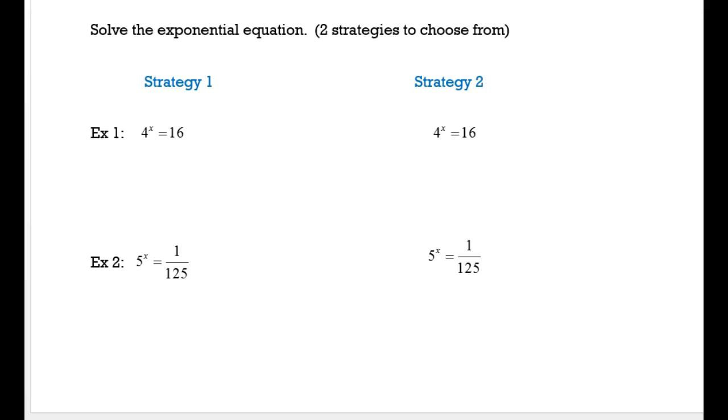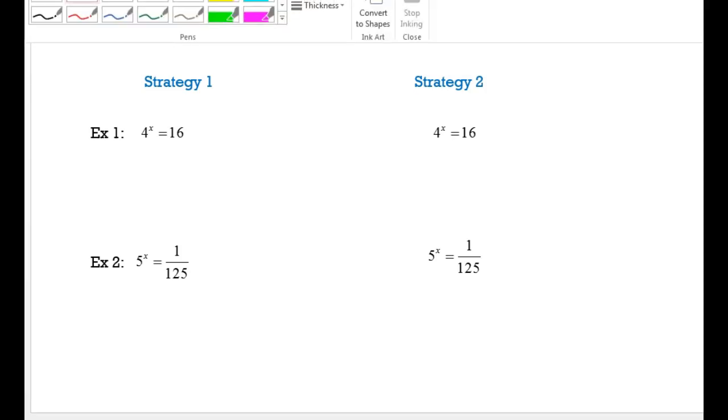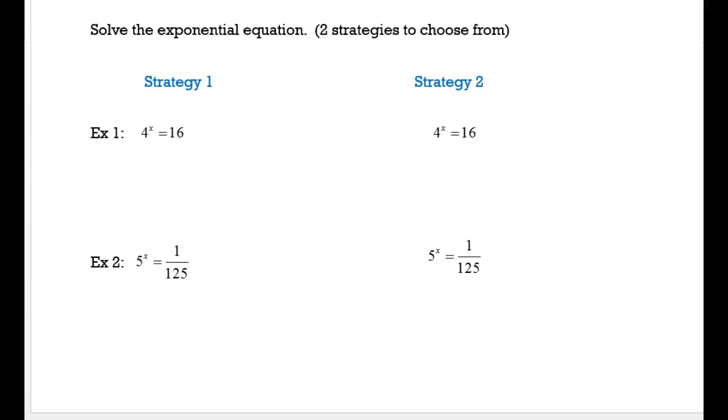We're going to solve the exponential equation. There's two strategies that you can choose from. I'm fine with either way. It doesn't matter to me which one you choose. One may make more sense to you than others.